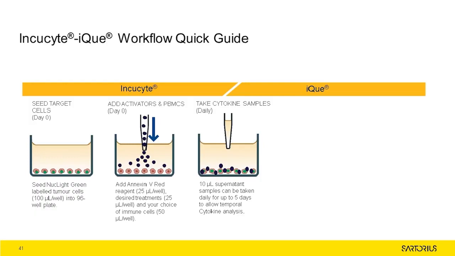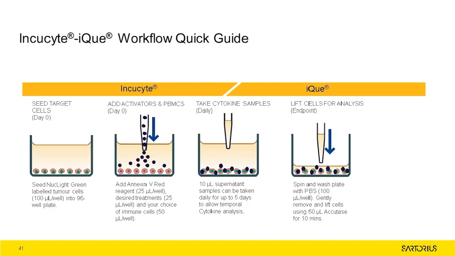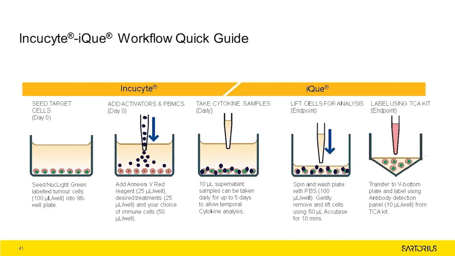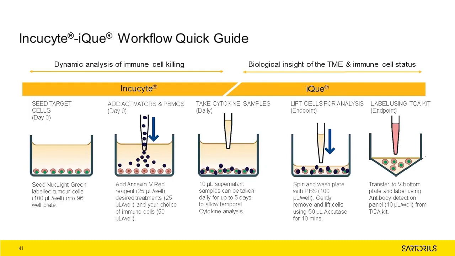At an appropriate time point, the assay can be removed from the IncuCyte for analysis on the IQ. The plate is centrifuged and cells are washed with PBS. Accutase is used to gently lift the cells from the plate, and the cells are then transferred to a V-bottom plate, where they can be labelled with antibodies. In this particular case, the TCA kit was used to characterize the T cells. So temporal cell health, morphological and spatial quantification can be gained through the first part of the workflow with the IncuCyte and detailed T-cell interrogation from the IQ.